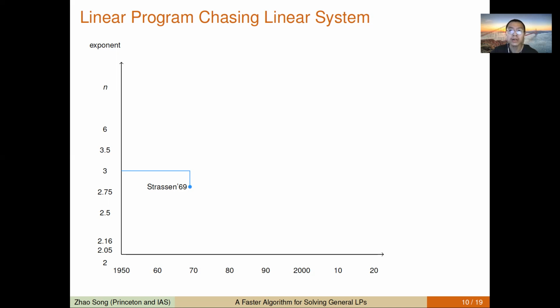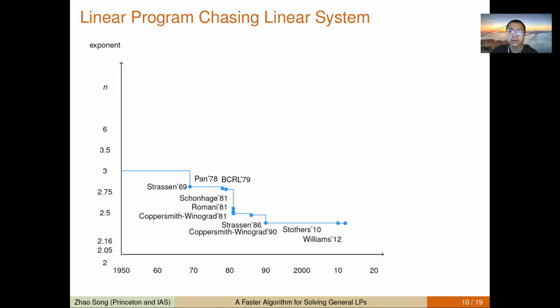After that algorithm, a lot of people tried to improve the exponent. For a while, people were stuck at 2.5, until Coppersmith and Winograd's tensor method broke the barrier of 2.5. Over the last 30 years, the running time of solving matrix multiplication improved very slowly, as you can see from this picture.